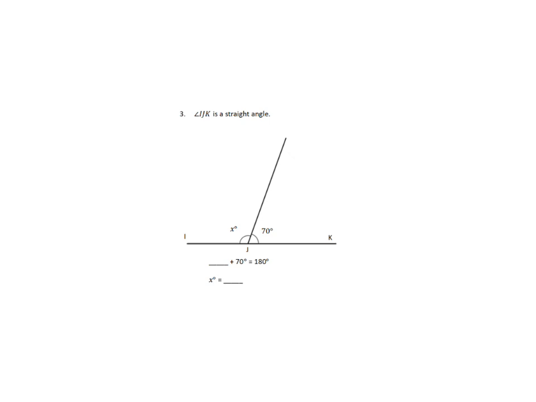For this problem, we're trying to find the angle x. We know that a straight line has 180 degrees. So we have to take the angle that we know, which is 70, and subtract it from 180. So we would have x plus 70 degrees equals 180 degrees.